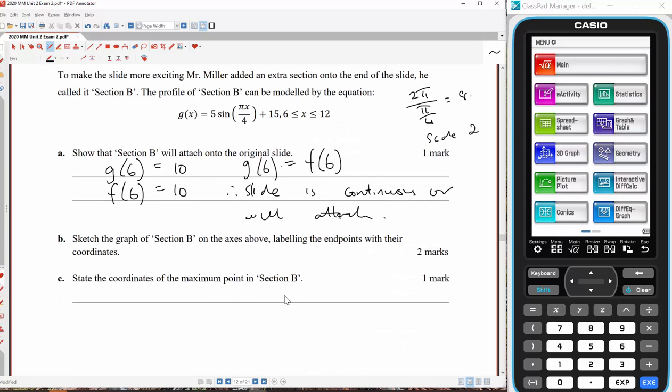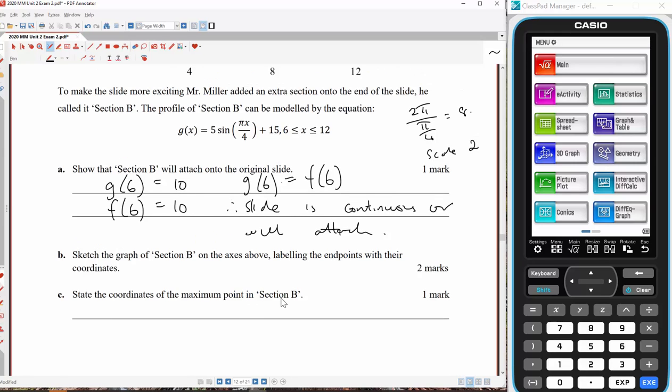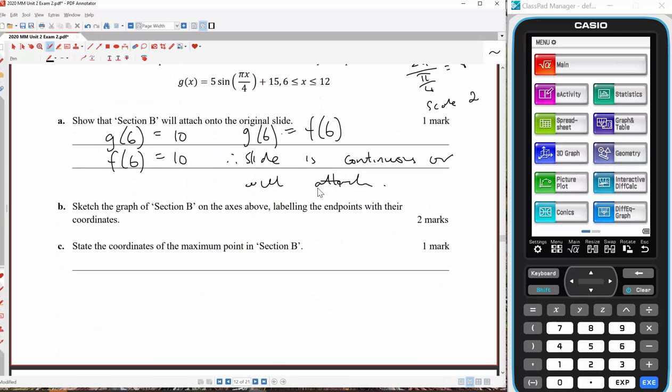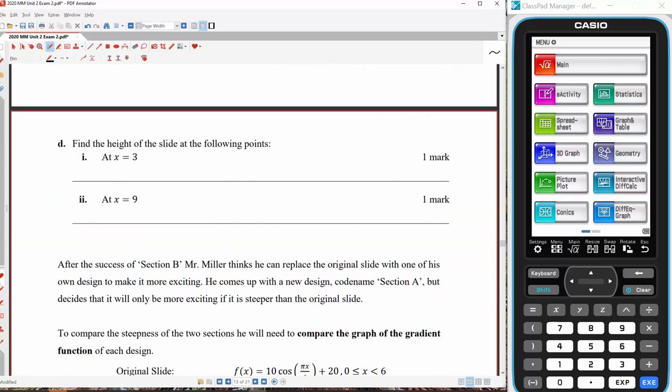Okay, state the coordinates of the maximum point in section B. Well, it's just 10, 20. All right, find the height of the slide at the following points. Okay, so x equals 3 is going to be f of 3 equals, and x equals 9 is going to be not f, but g of 9 equals.